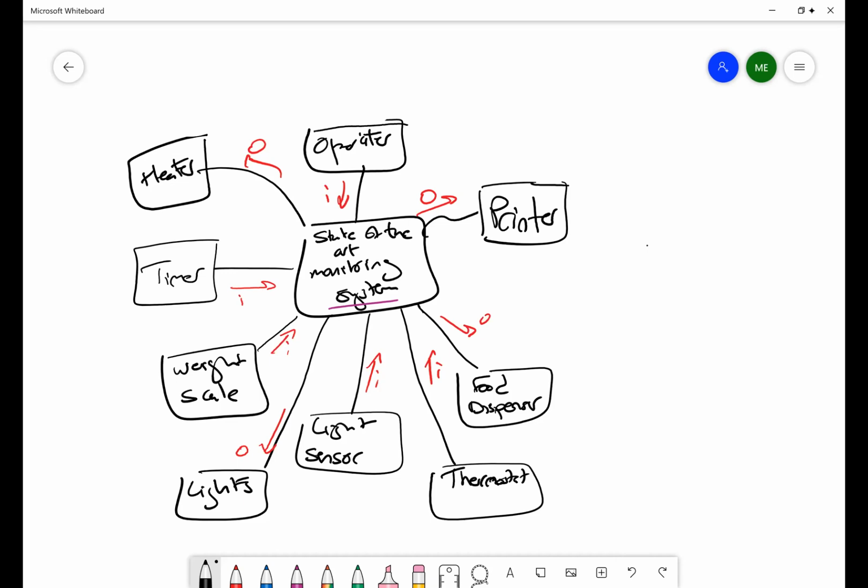Now, one thing you notice: the box is actually a class, and the class is representing something. The outside classes represent external entities. The middle one represents my system.